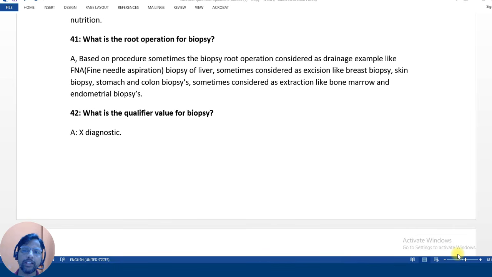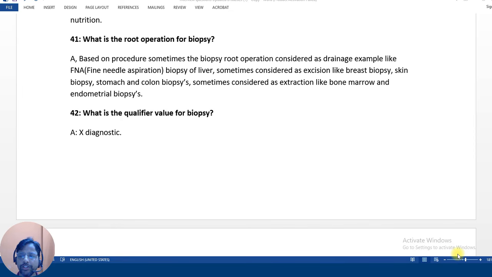What is the root operation for biopsy? Based on the procedure, sometimes the biopsy root operation is considered as drainage. Examples like FNA, biopsy of a liver. Sometimes considered as excision, like breast biopsy, skin biopsy, stomach and colon biopsy. Sometimes considered extraction, like bone marrow and endometrial biopsy. So basically, whenever you want to code the root operation for biopsy, you need to check whether the physician is removing the fluid or tissue.